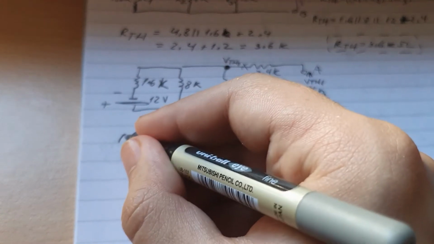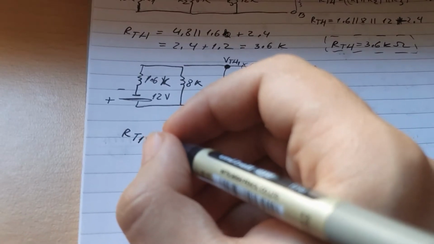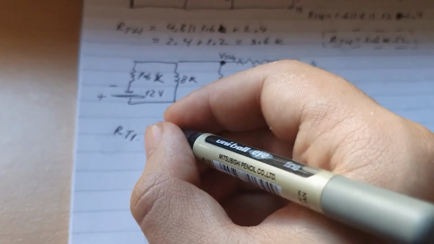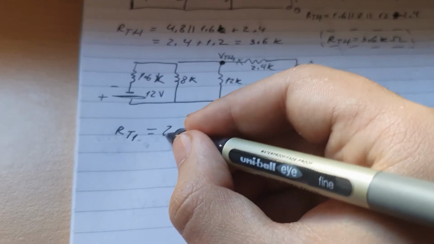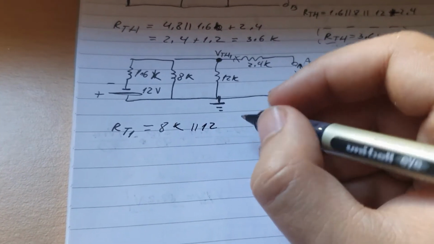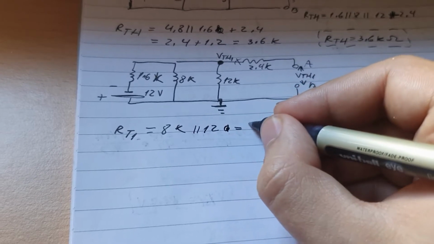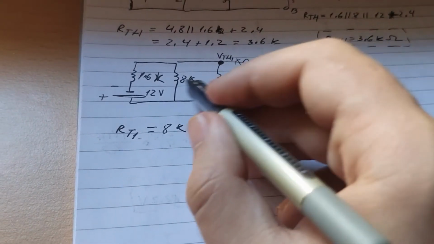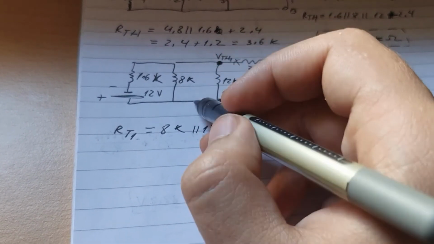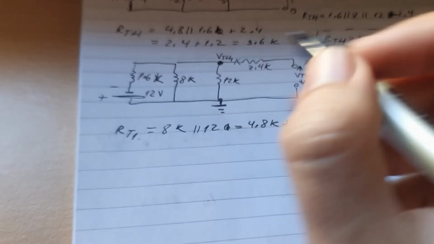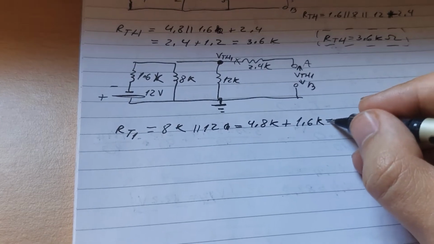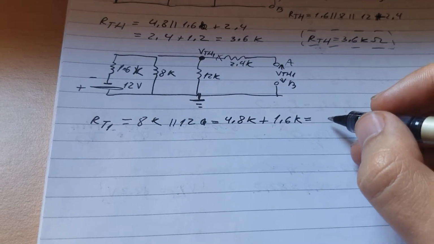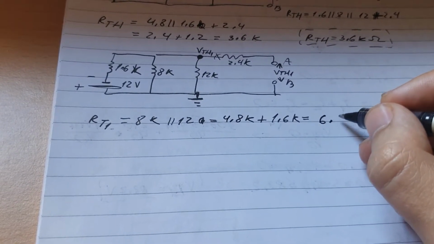So we can simply write RT1, our resistance total 1, we need to calculate the total resistance. It's equal to 8k in parallel with 12, and then that will give me 4.8k, and we'll add it up with 1.6, because by calculating these two parallels we get one resistance, and that one resistance will be connected to 1.6, and that will give me the resistance, which will be 6.4k.